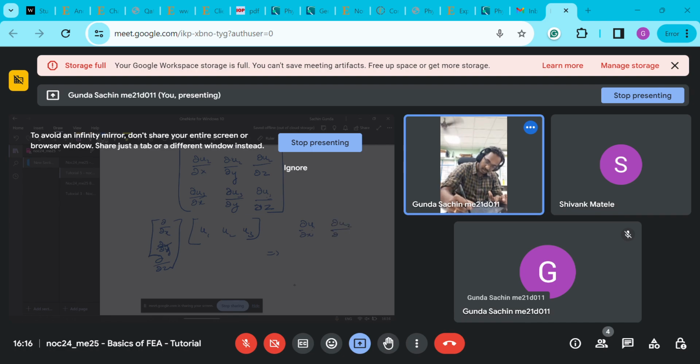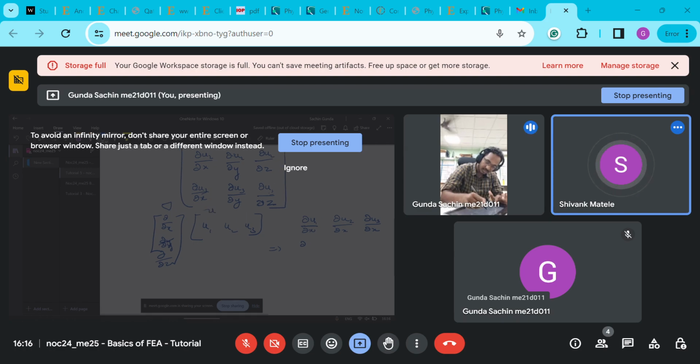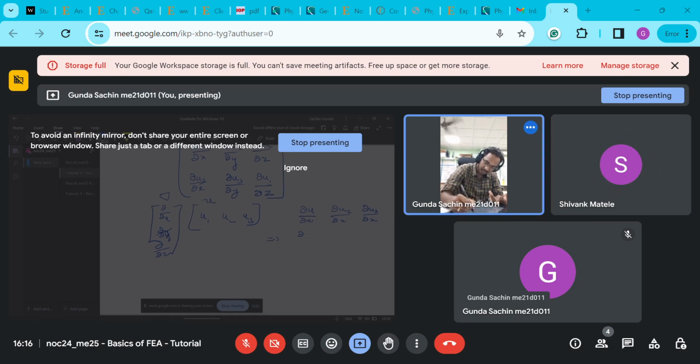Okay, I think I wrote it in the wrong order. It should be the transpose of this. Okay, it would look like this, like this gradient operating on u.